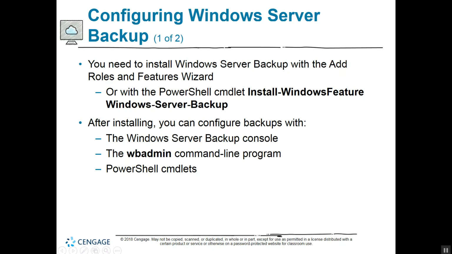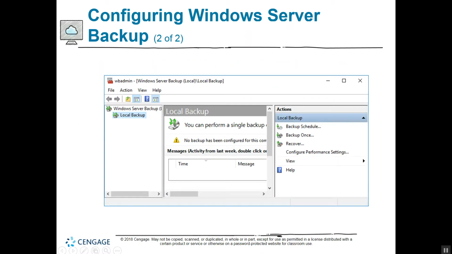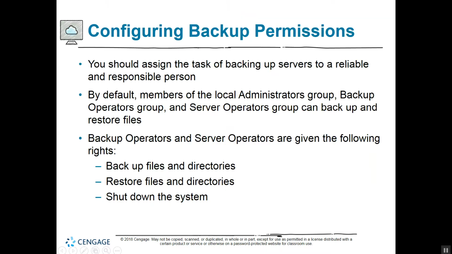Now, we can use the PowerShell commandlet Install-WindowsFeature Windows-Server-Backup. After installing it, in the Windows Server Backup console, we're in the WBAdmin command line program and PowerShell commandlets. Now, we've got the local backup GUI. It's pretty straightforward, step by step. We'll back up files and directories, restore files and directories, and we've also got system. We can shut the system down.